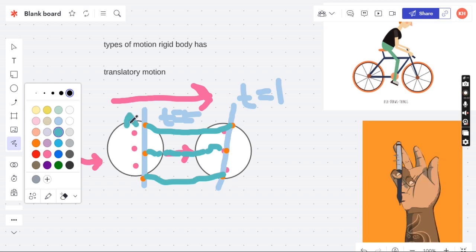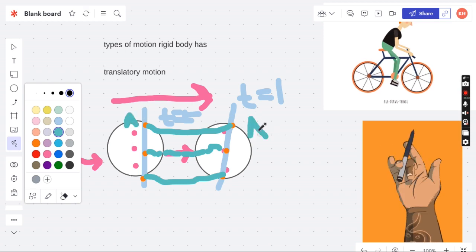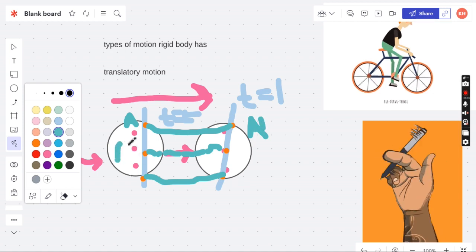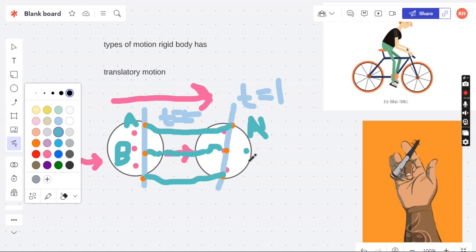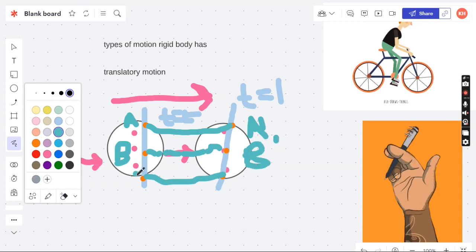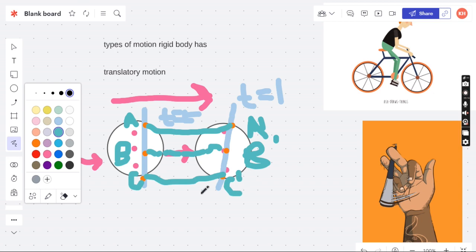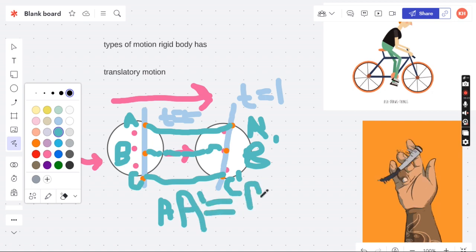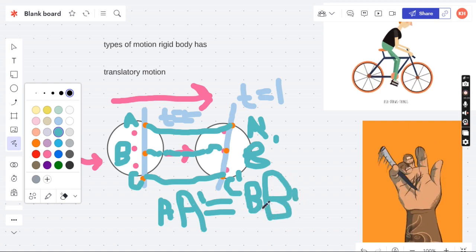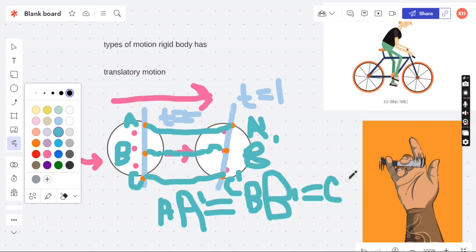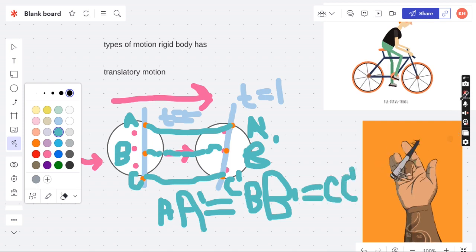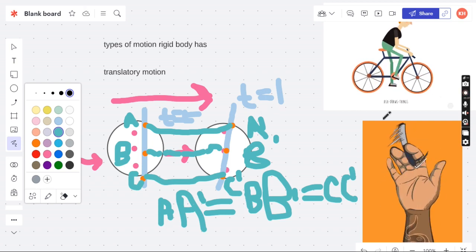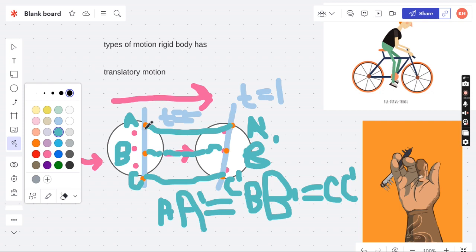This is A, then A dash, then B, then B dash, then C, then C dash. As you can see here, A A dash is equal to B B dash, is equal to C C dash, which means the displacements of these points are perfectly equal. That is exactly what we are trying to explain in translatory motion, which means the parallel lines are drawn and the distances are exactly equal.